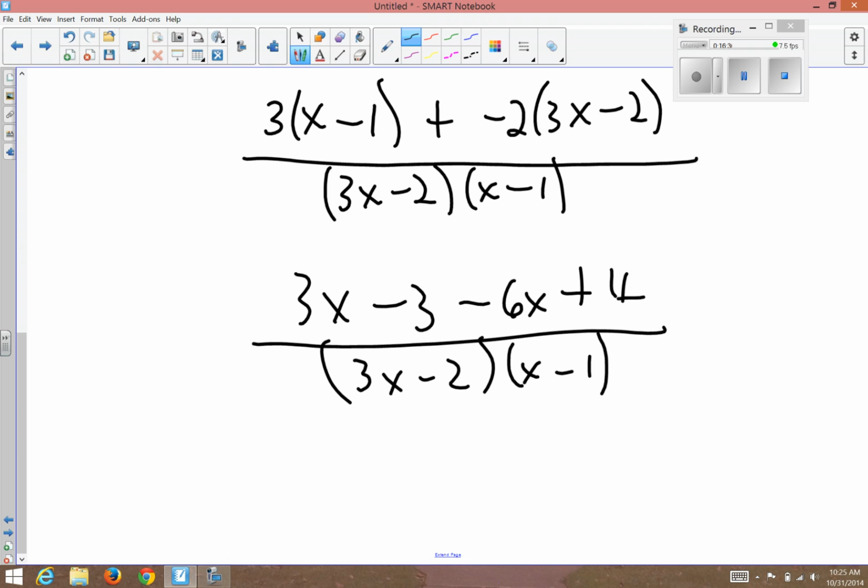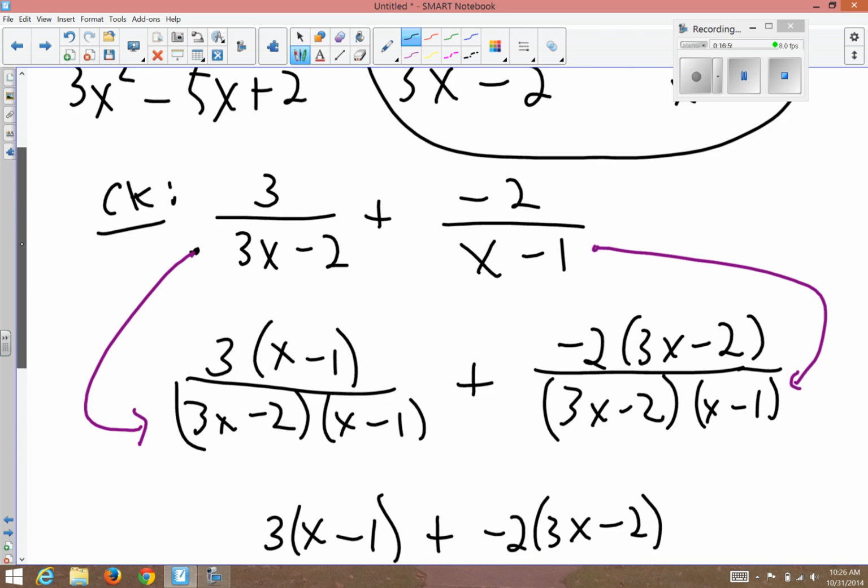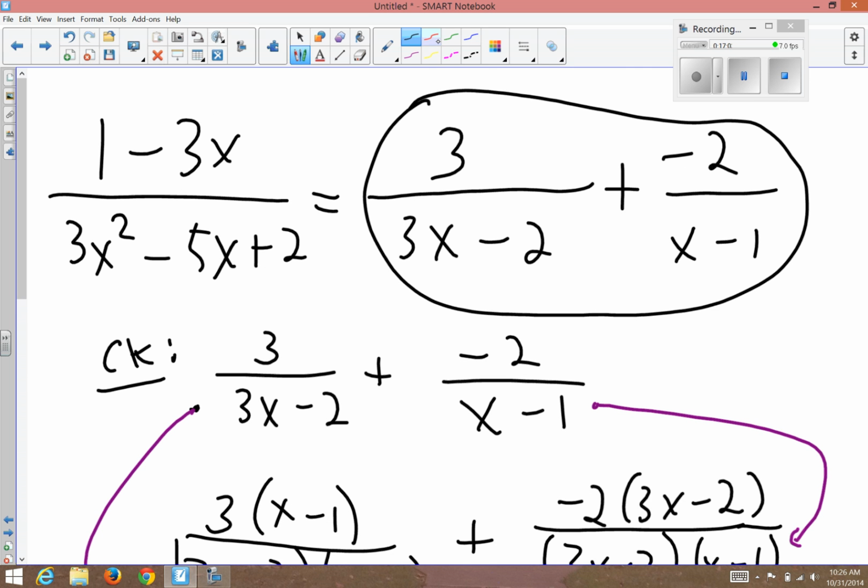Combine like terms. 3x minus 6x is negative 3x. Negative 3 plus 4 is positive 1. Multiply these binomials. That's 3x squared. Negative 3x and negative 2x is negative 5x. Negative 2 times negative 1 is positive 2. I think this is the original fraction. Check. But the answer is up here. It's in the red circle. It's the decomposition of this fraction, partial fraction decomposition.